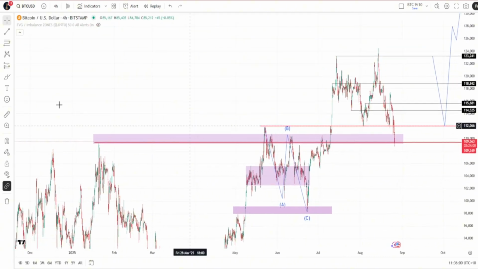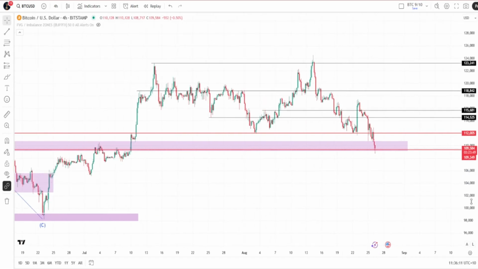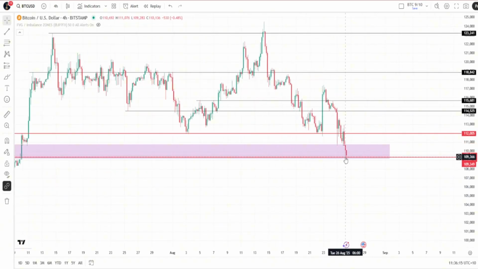Now you'll notice that Bitcoin has made it back to this $109,000 level that we've discussed on the channel for over a week now, and that we can see Bitcoin has wicked below that level in the last 4 hours and has bounced back above, and it looks like we are finding support here.